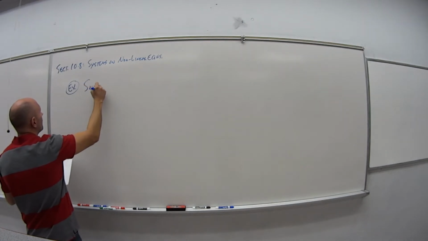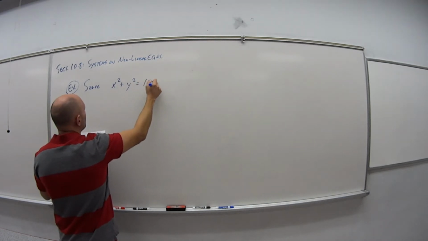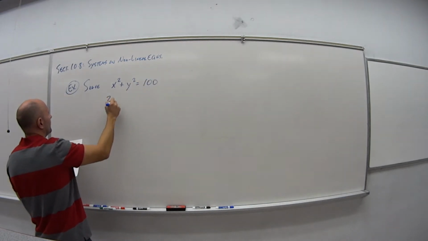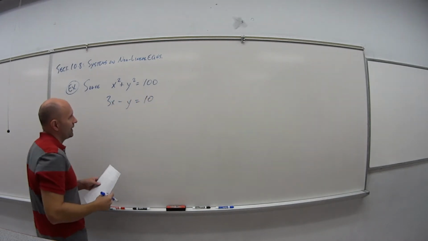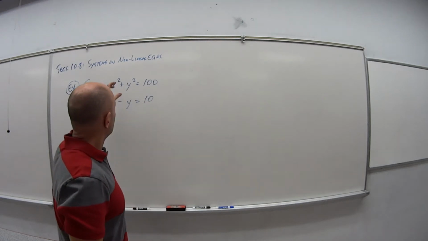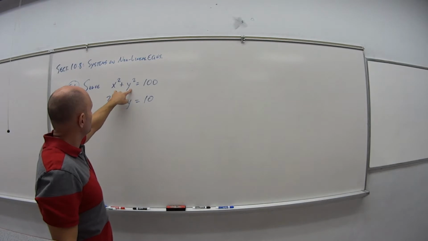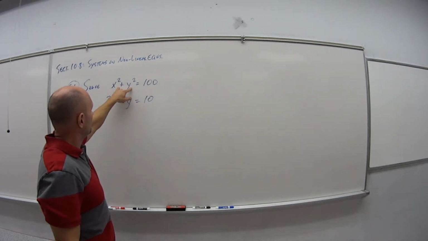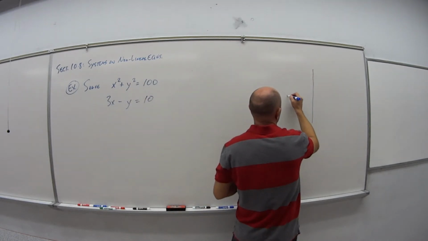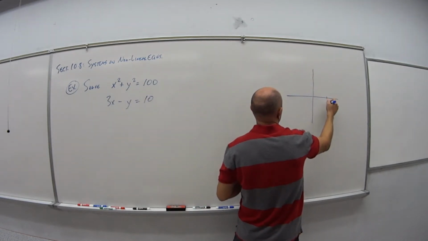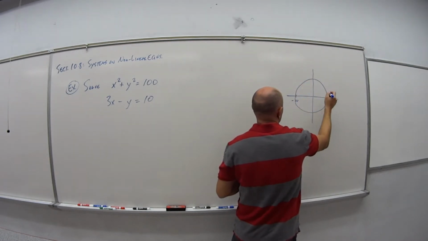So let's look at an example. Let's say we want to solve x squared plus y squared is equal to 100, and 3x minus y is equal to 10. In this case, remember, this is our equation for a circle in standard form. The center is at 0, 0. Our radius is 10. So if I was to draw this, let's say this is 10, negative 10. We have this circle here with the center at the origin.